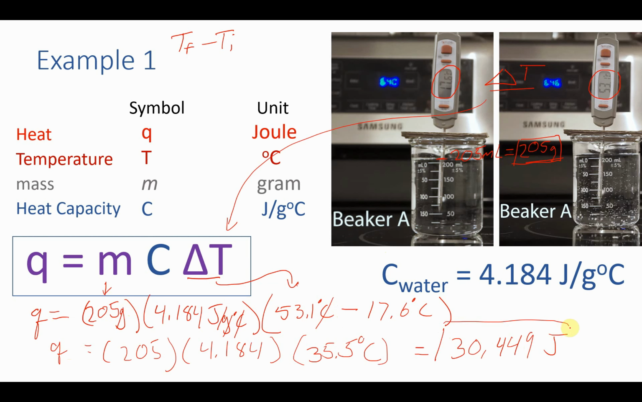So it was 30,000 joules of energy to get the water to go from 17 degrees to 53 degrees. Now, before we go on to another example problem, I want you to come down here and plug these values in your calculator and make sure that you get the same thing so that you know that you're calculating things correctly. Pause the video and do that.